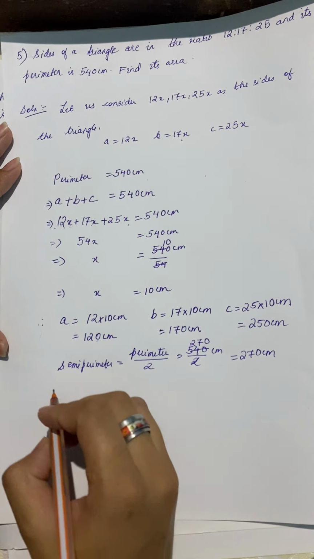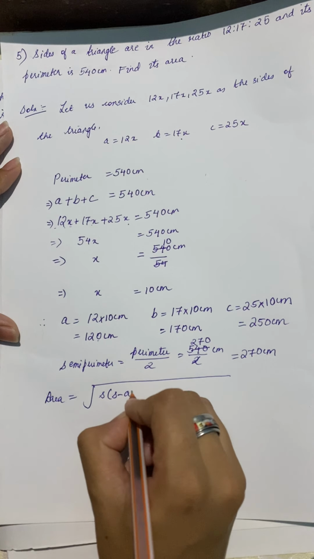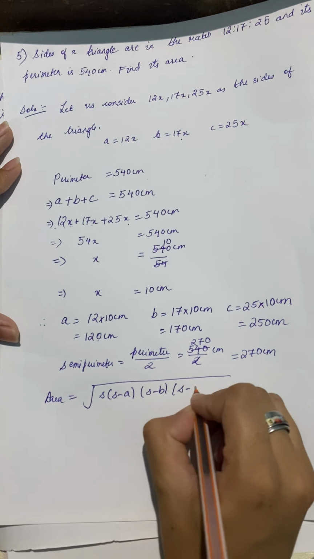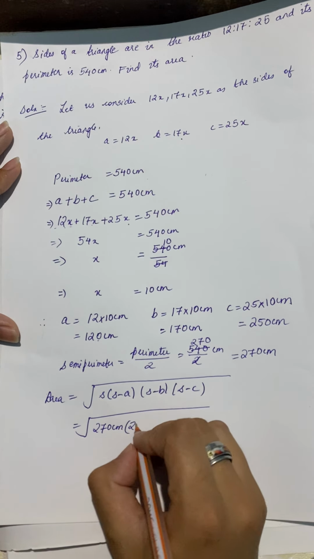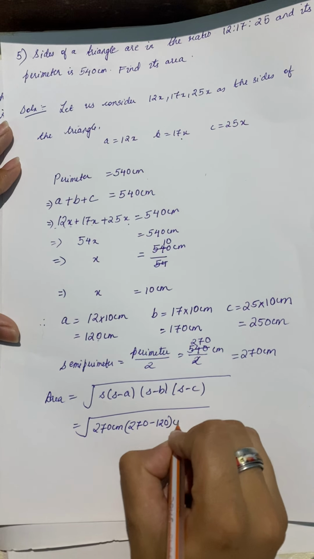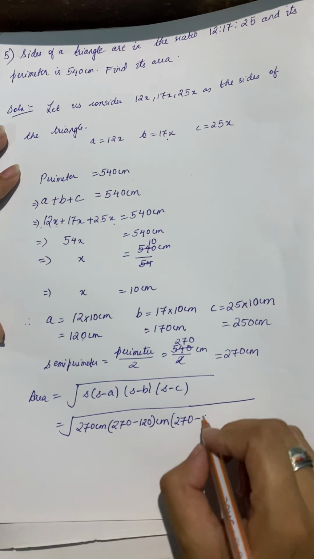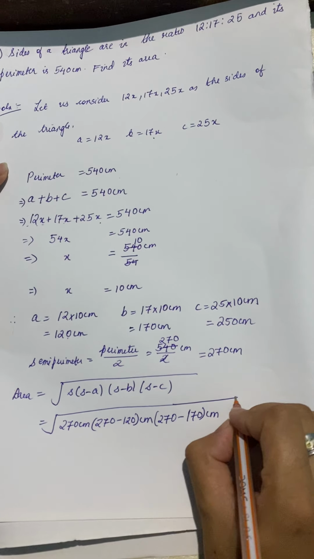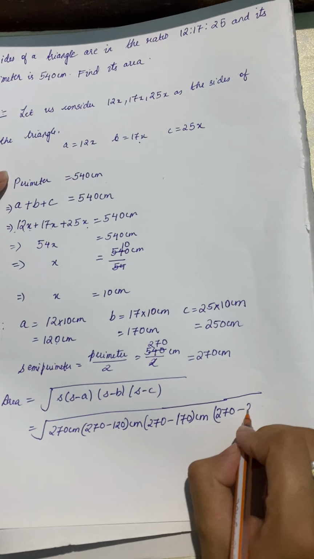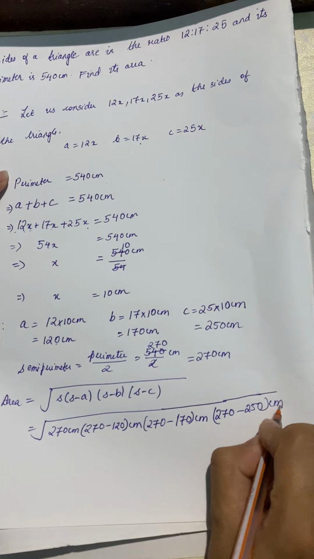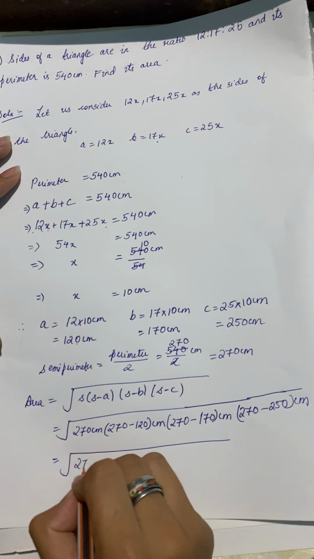So we have S. Therefore, the area would be what? Heron's formula is the square root of S into S minus A, S minus B, S minus C. Now, what is S? It is 270 centimeter. S is 270 minus A, which is 120 centimeter. Then you have S is 270 minus B, which is 170 centimeter. Next is S is 270 minus C. What is the C value? It is 250 centimeter. Clear with this up to this much? Now you just keep on substituting the values.